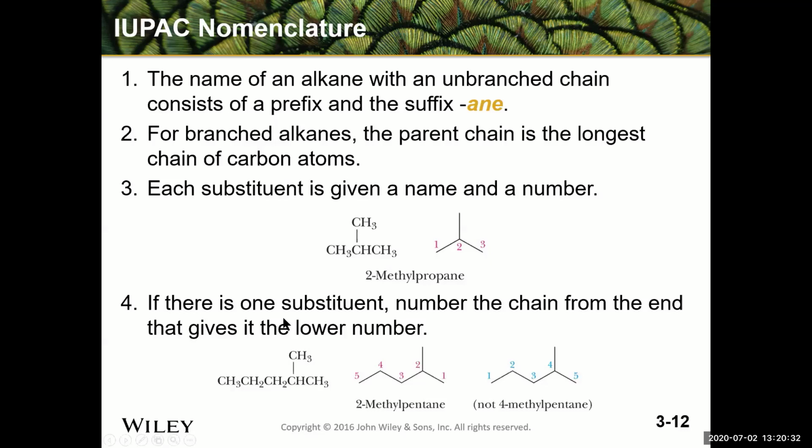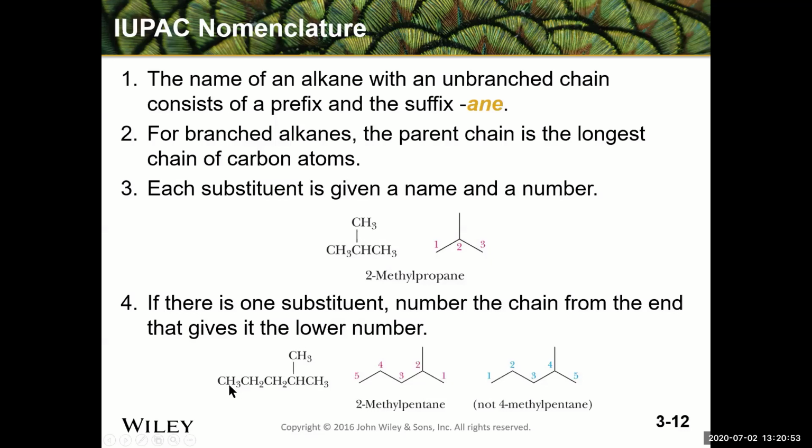Okay, so now here's when it gets more complicated. This is easy because you only have one substituent off the main parent chain, but you can have different numbers of more than one substituent off the main chain. So let's look at this example here.